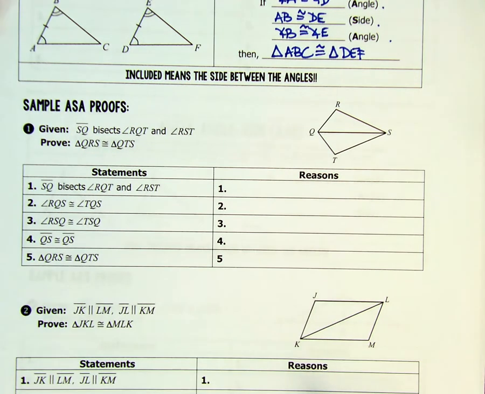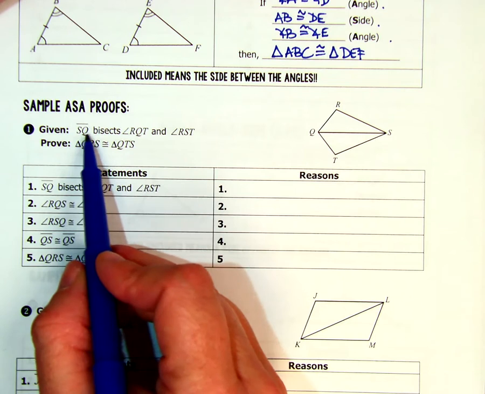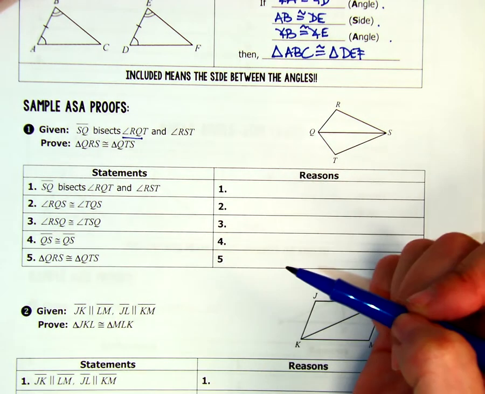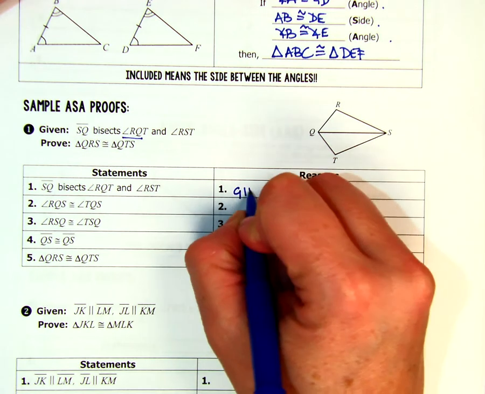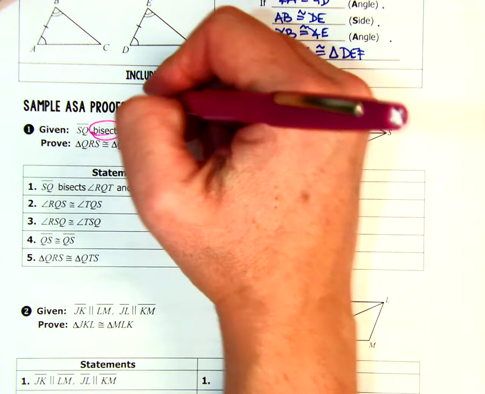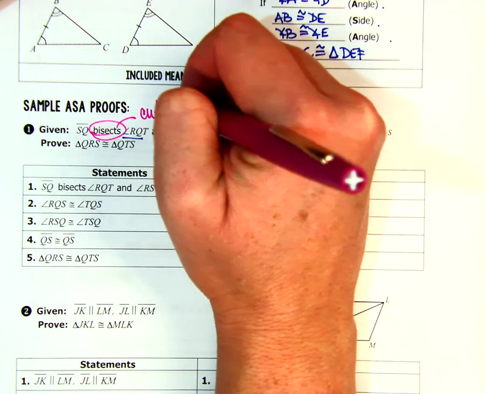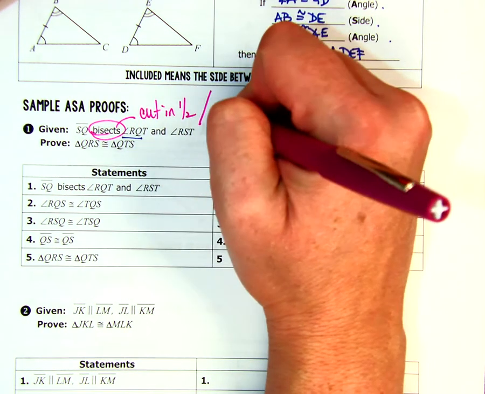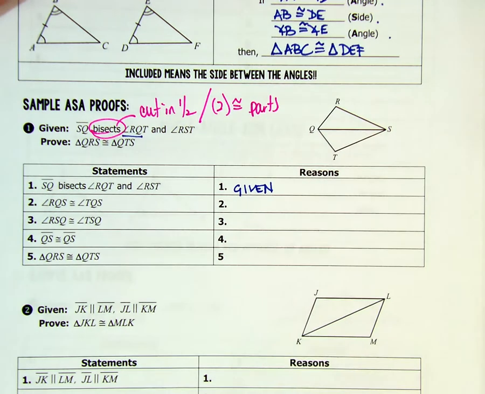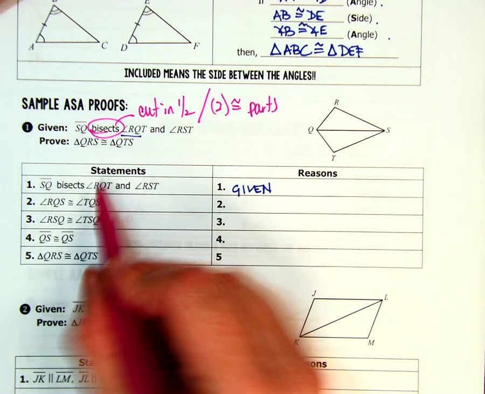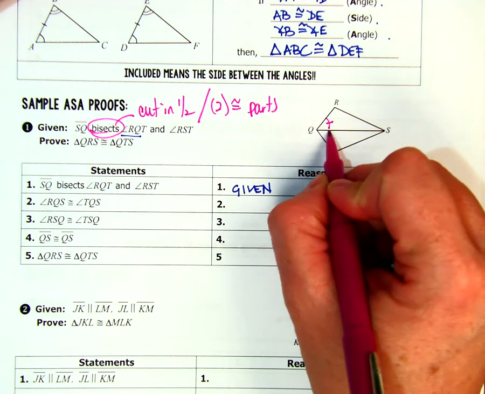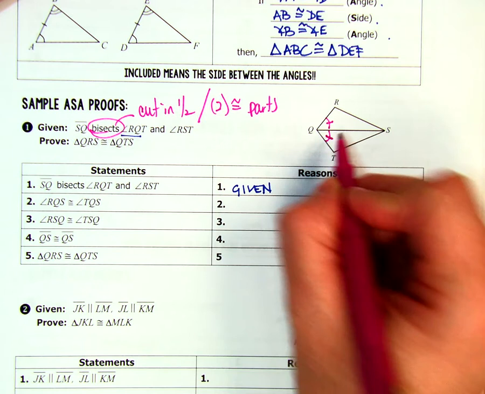Example. I know that SQ bisects that angle. SQ bisects. What does that mean? Bisects, okay, so that is given. Bisects, I've got to remember, means to cut in half, or in other words, cut into two congruent parts. So SQ bisects this angle RQT. That means those two pieces are congruent.